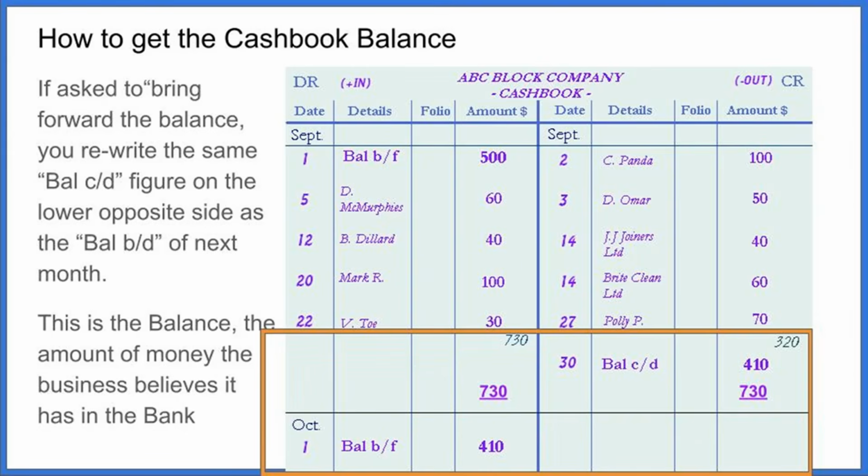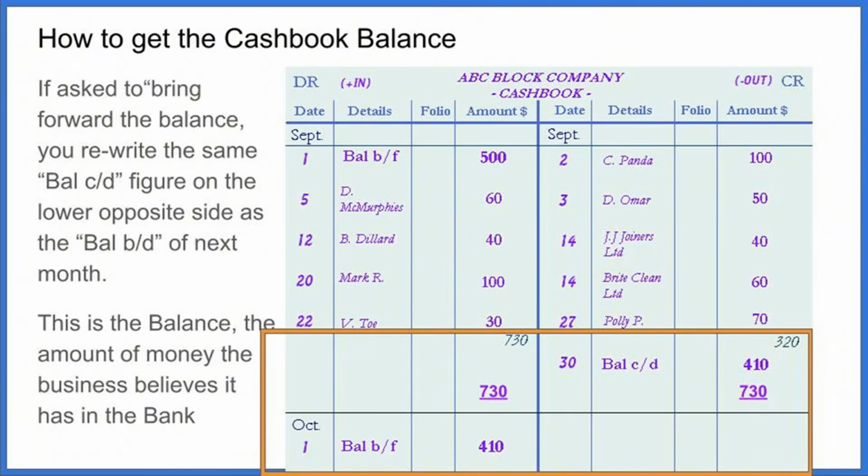It's how much money that the company believes that they have in the bank, right? So this makes perfect sense because what they've done is they've added up all of the money that they had in, including their balance from the previous month, and they subtracted all of the money that went out, and this is what they have left, right? So that's how you balance this cash book. You bring it down on the other side, and you say that for the beginning of the next month, you've got this as the balance brought down.